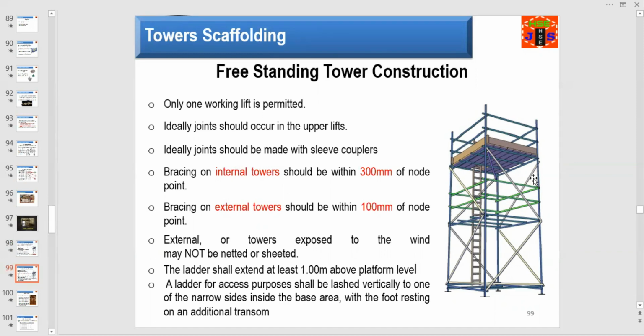The ladder shall extend at least 1 meter above platform level. A ladder for access purposes shall be lashed vertically to one of the narrow sides inside the base area, with the foot resting on an additional transom.